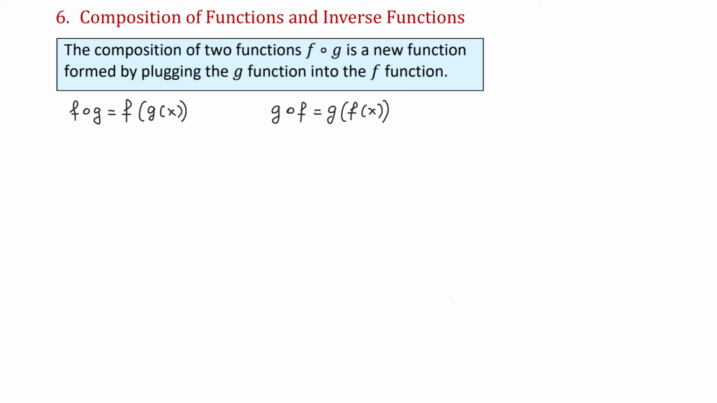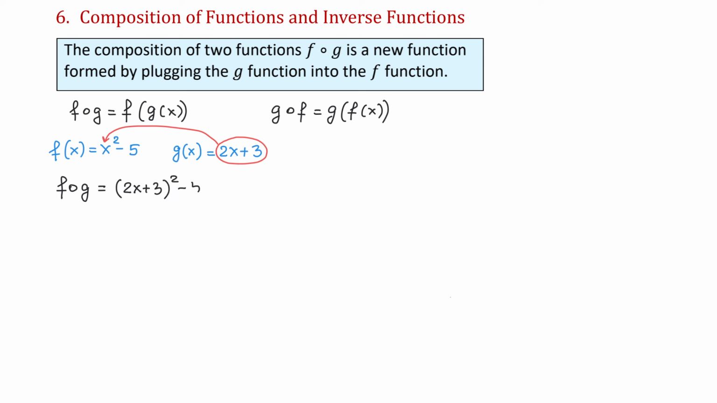Let's see an example. Let the f function be equal to x squared minus 5, and the g function equals 2x plus 3. First, we will find the composition of f and g. In this case, g becomes the domain of f, and this means that we take the g function and replace it into the x of the f function. Then we will get 2x plus 3 squared and then minus 5.